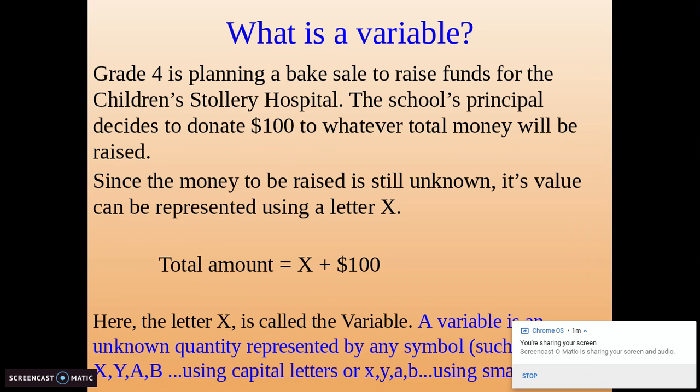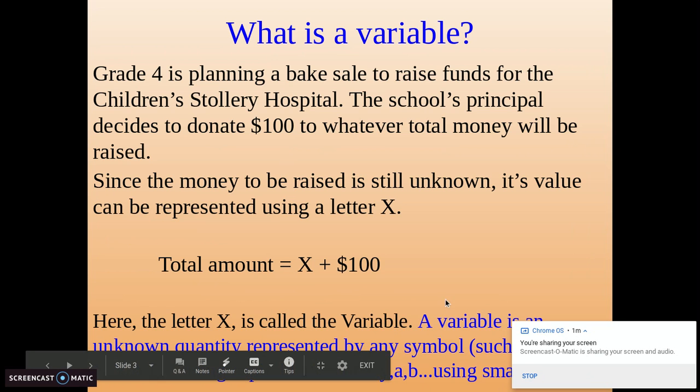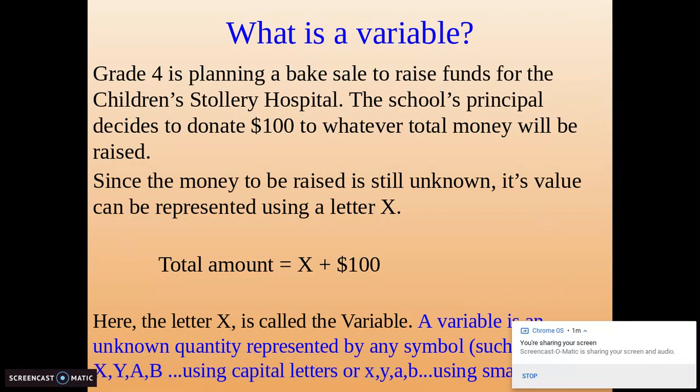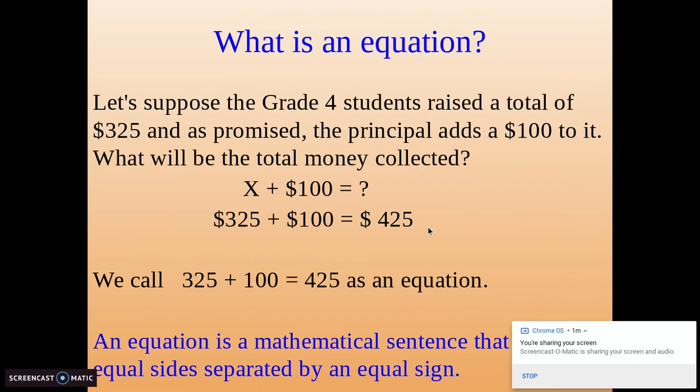Here, the letter x is called a variable. So what is a variable? A variable is an unknown quantity represented by any symbol. You can use letters to represent this. It can be like the letter x, y, a, b, p, q, any letter, or you can also use small letters to represent it.